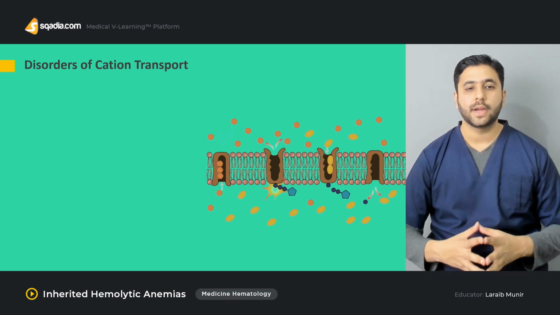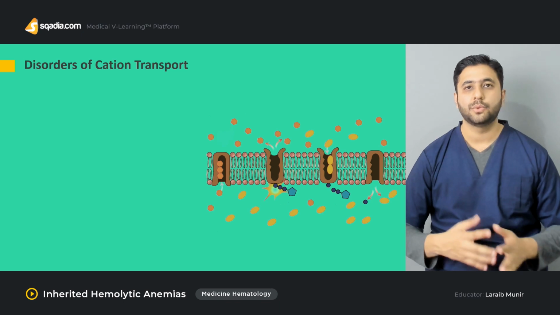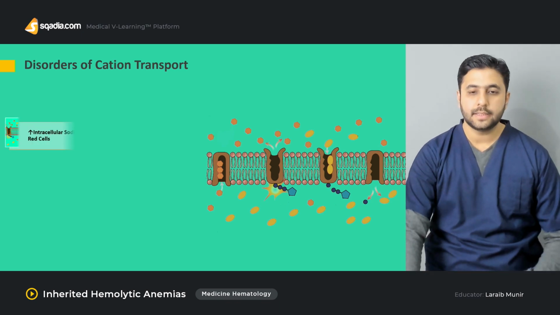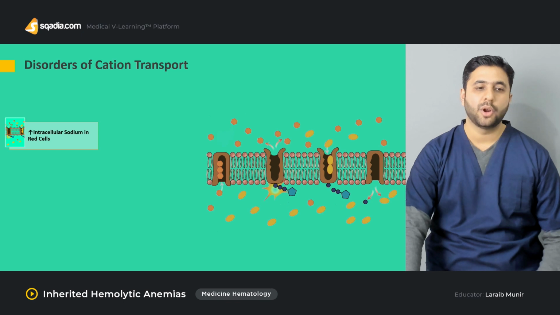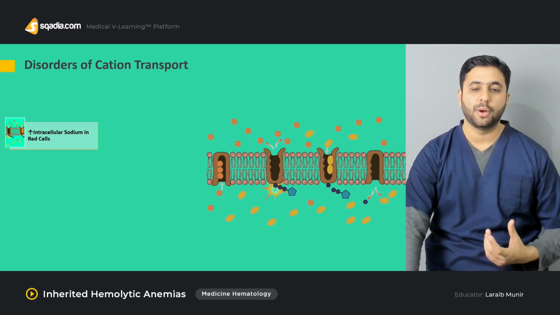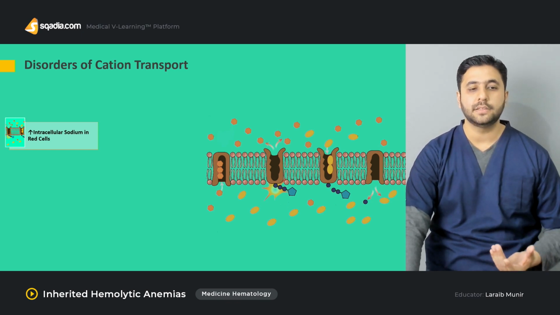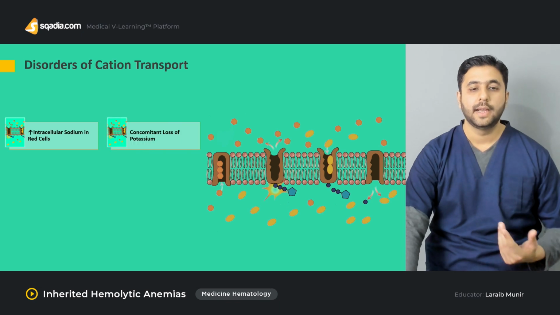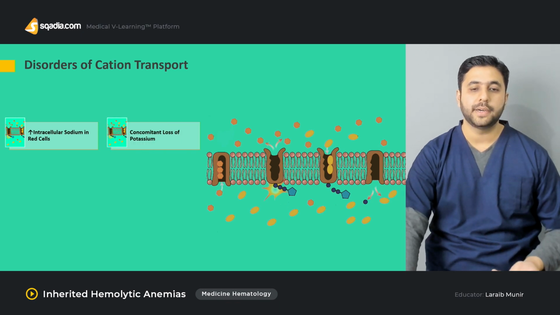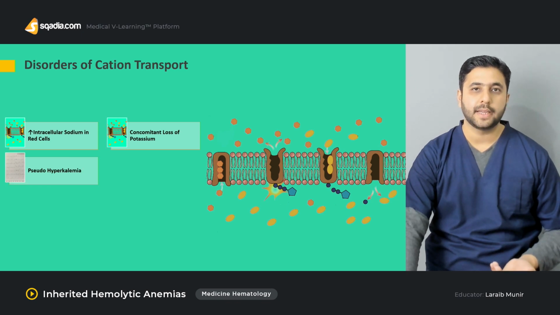Now let's quickly look at certain disorders of cation transport. These are very rare. In certain types of hereditary problems, there can be a cation transport problem with the ion channel that leads to an increase in the intracellular sodium concentration. Along with that, there will be a concomitant loss of potassium. That can lead to development of pseudohyperkalemia in this patient.